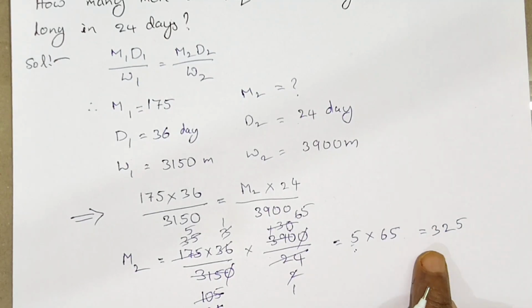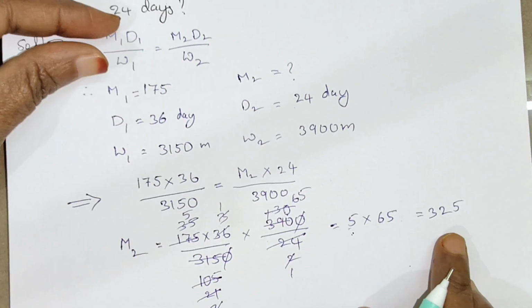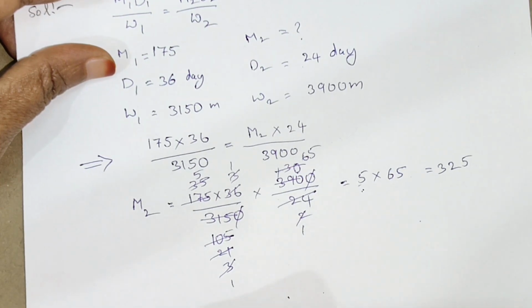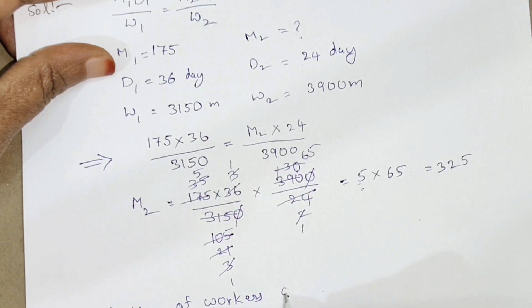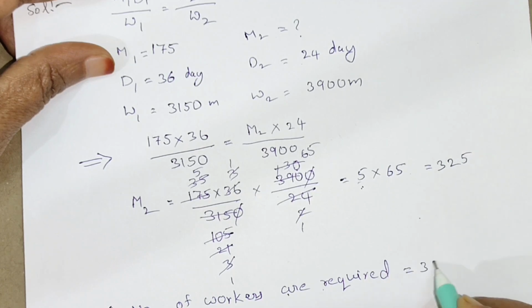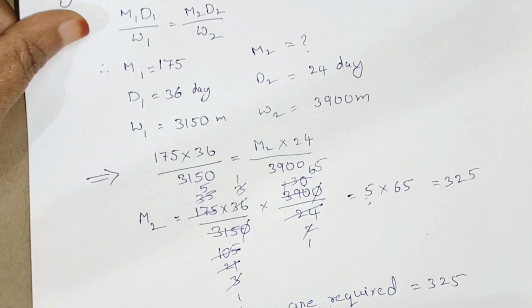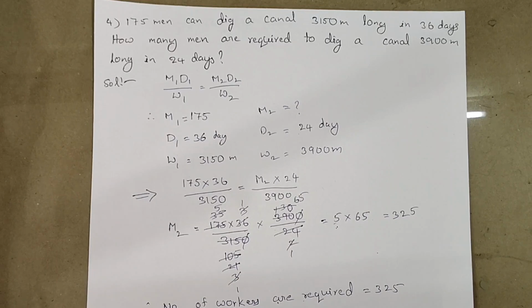Here 325, the required men. So the number of workers required is 325. Therefore the number of workers required is 325. So this is the complete fourth answer.